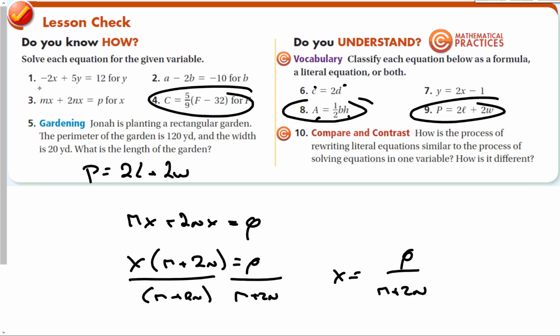Like for this number one right there, we would add 2x to both sides instead of just getting rid of the negative 2. Instead of looking only at the numbers, we look at numbers and letters. Okay? And that was 2-5 literal equations and formulas.